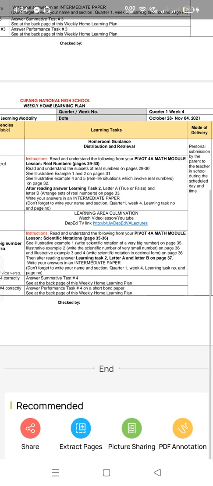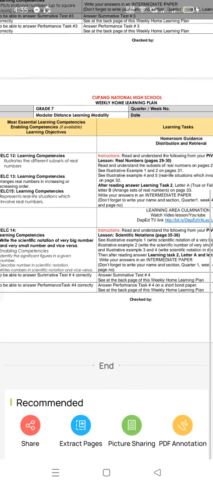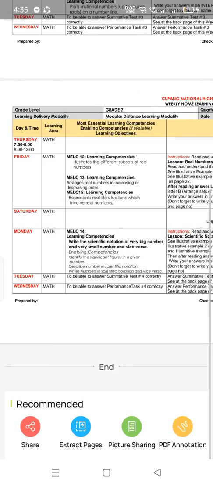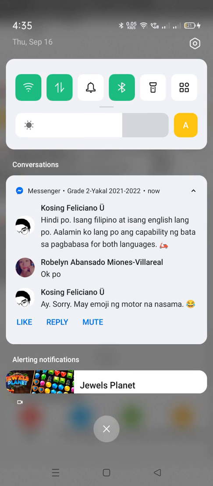Then after reading, answer learning task 2, letter A and letter B on page 37. Write your answer on intermediate paper. Don't forget to write your name and section, quarter 1, week 4, learning task number and page number. Tuesday, answer your summative test number 4 on one whole sheet of paper. Wednesday, answer your performance task on a short bond paper.